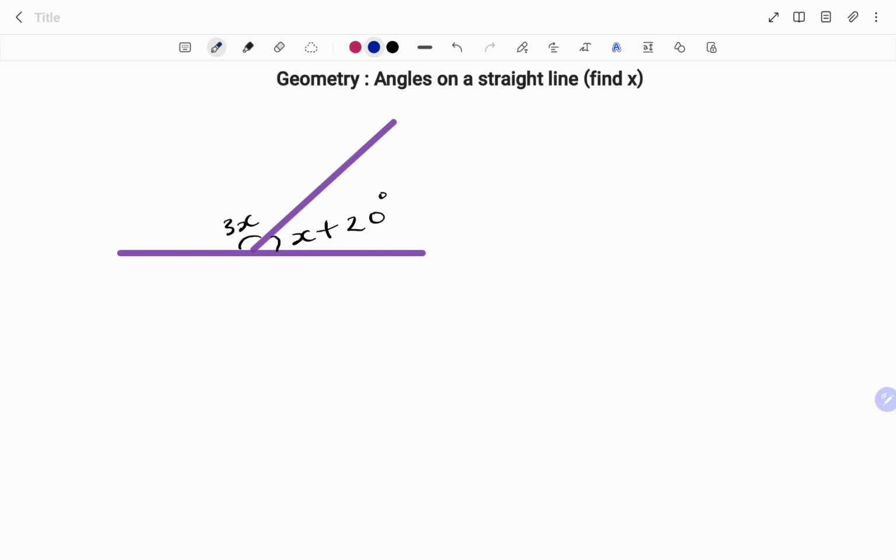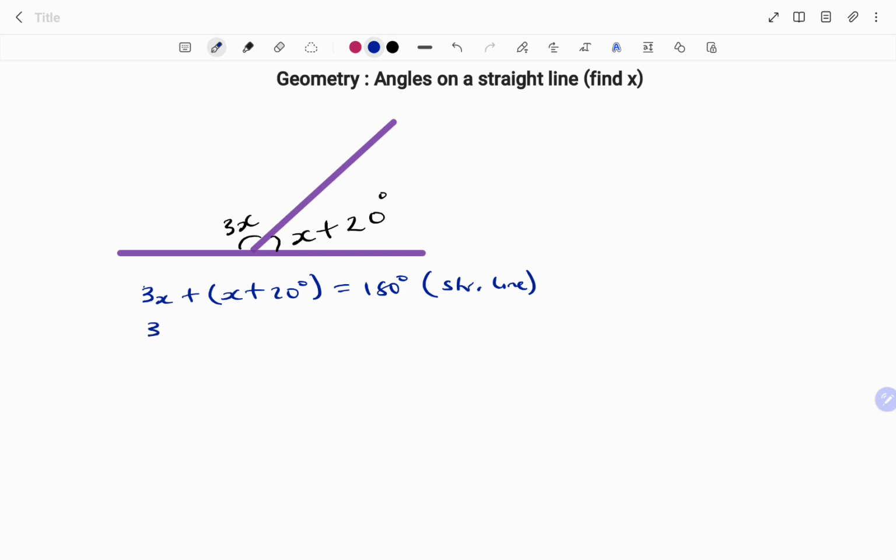I know that angles on a straight line add up to 180 degrees. So if I add 3x plus, I'm going to put my expression in a bracket, this should give me 180 degrees. And the reason is straight line. Always remember to give your reason.